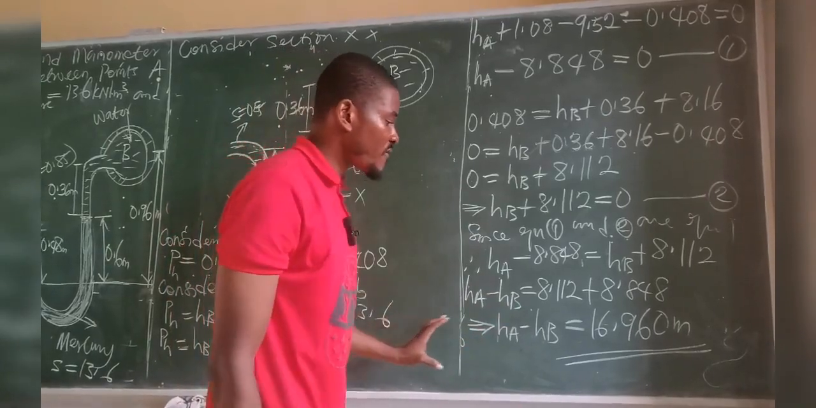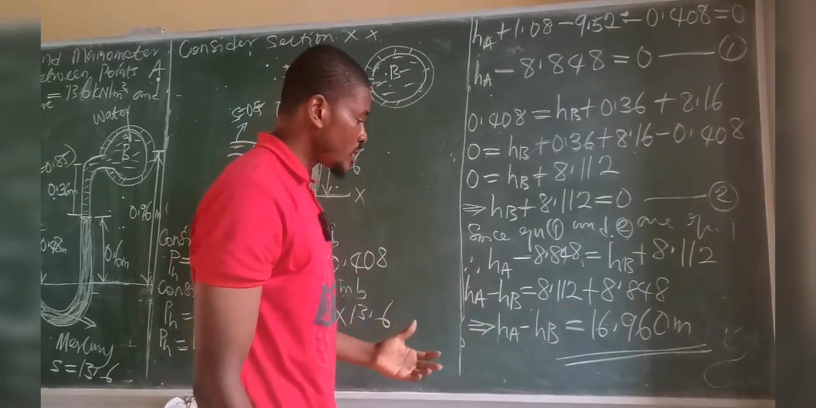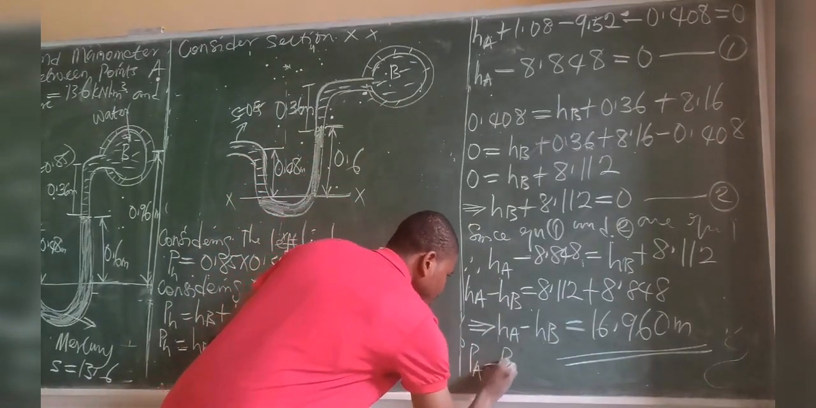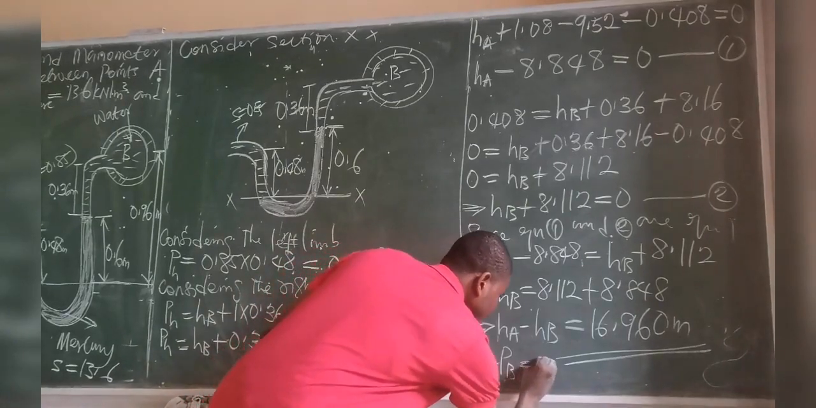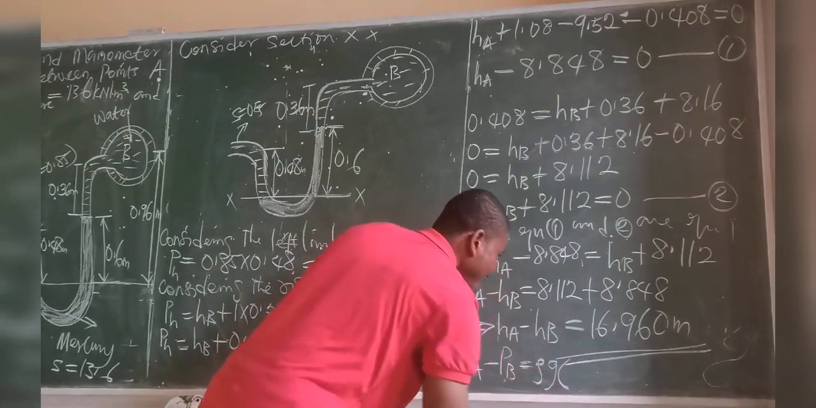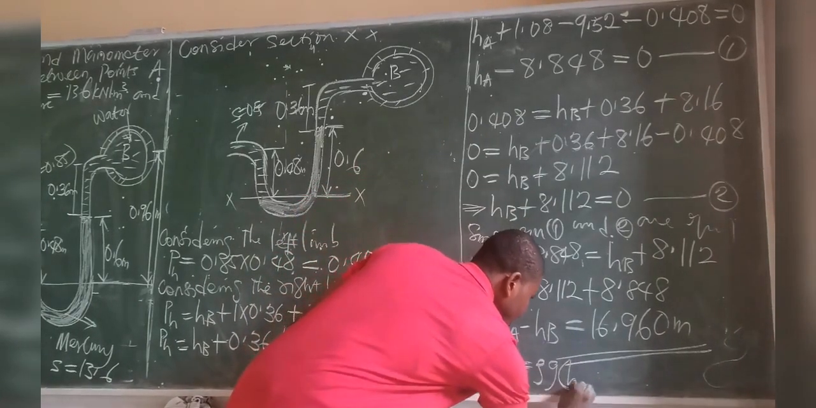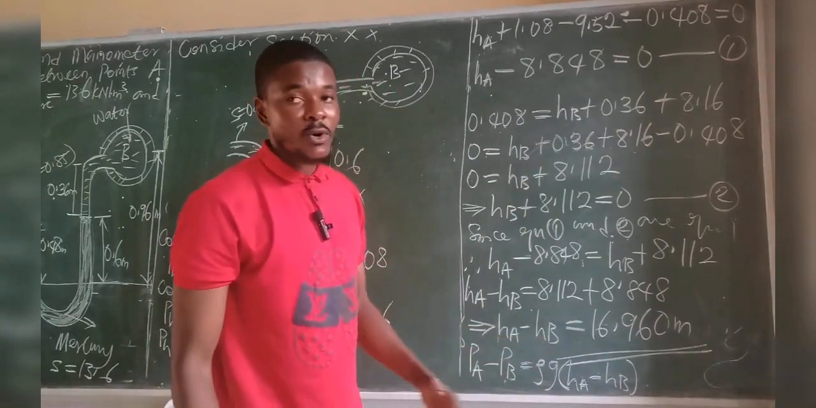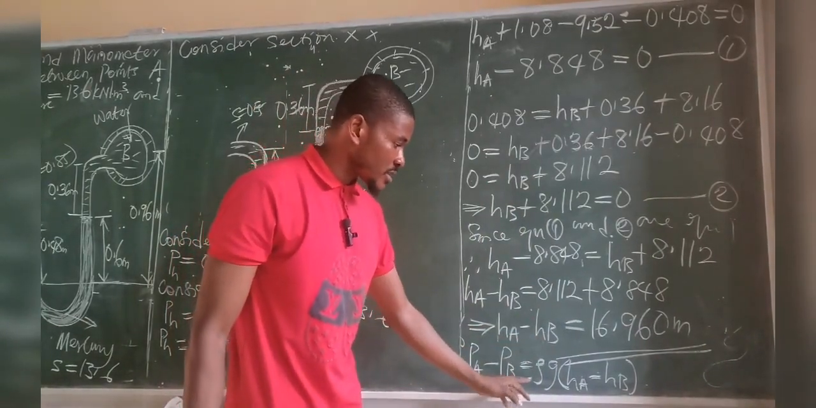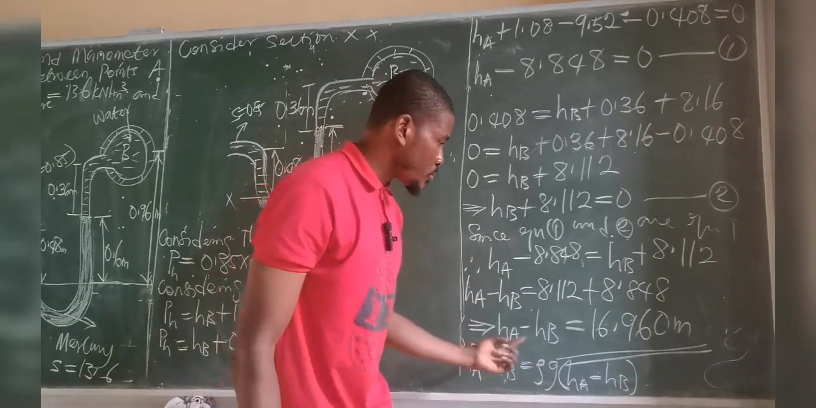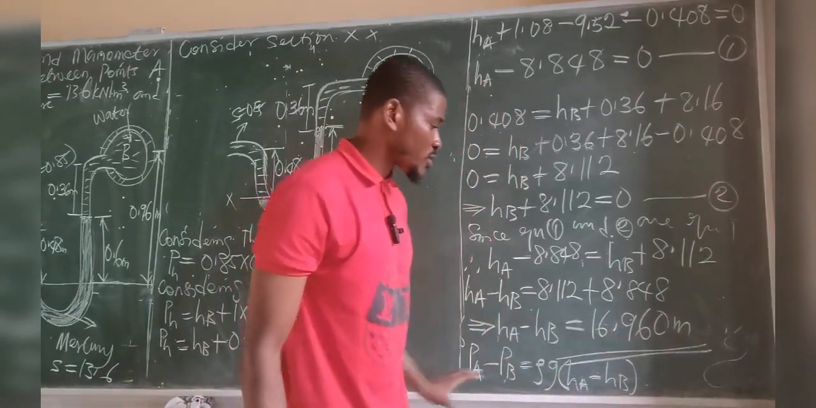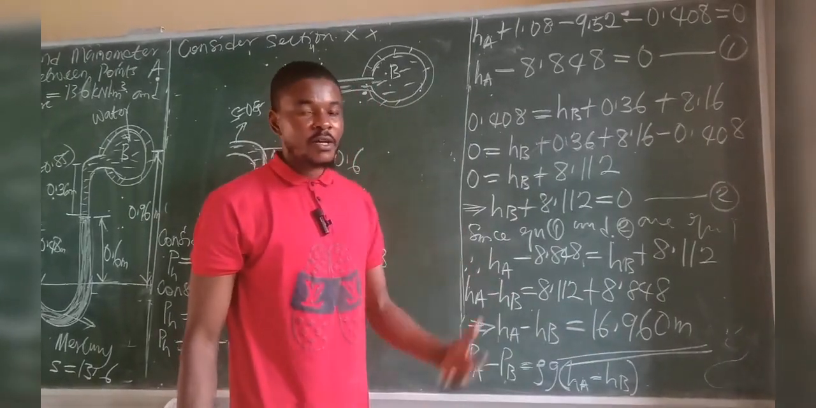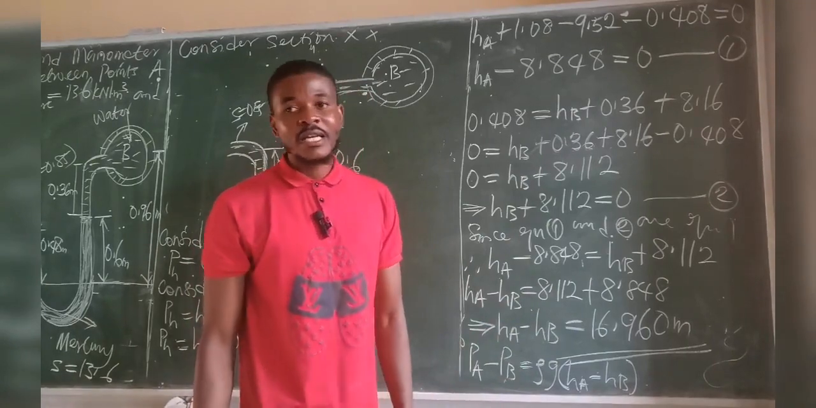And of course, if you want to convert this in terms of gauge pressure, or absolute pressure, you can simply say PA minus PB is equal to, remember, density times gravity times the height. That becomes the height difference, which is HA minus HB. Whatever you obtain from this multiple becomes the answer. Density is 1000, gravity is 9.81. Then you put in this value 16.960, multiply them together. That gives you the pressure in terms of normal pressure. So that's how to go about that analysis.